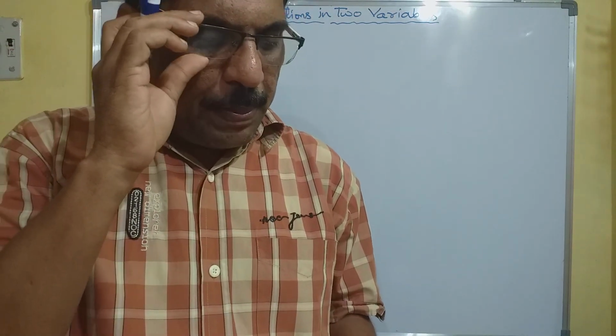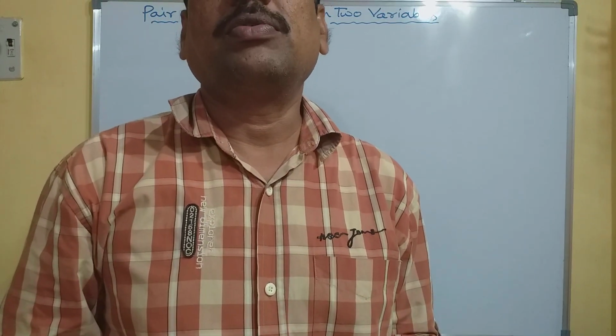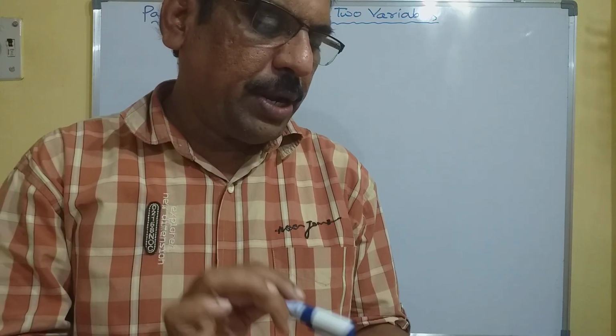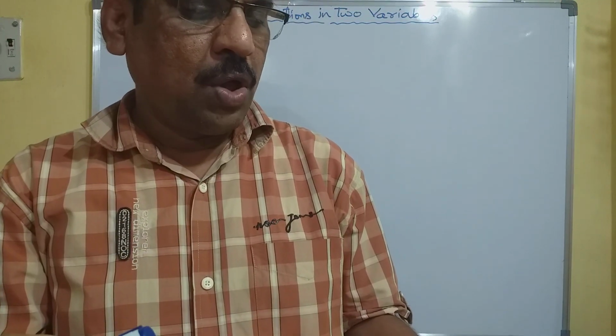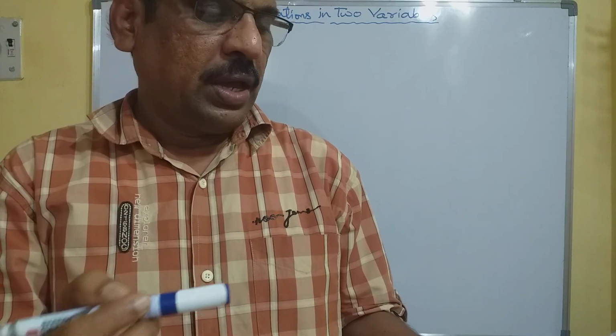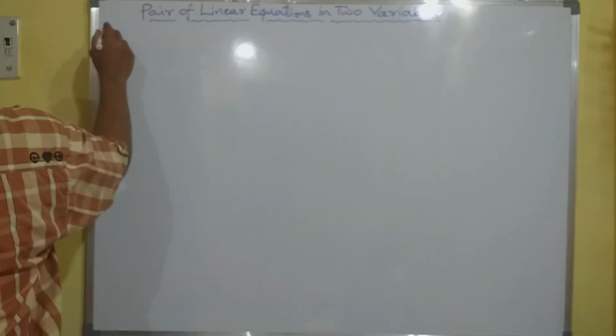Let us continue the problems from exercise 3.2, that is from the chapter Pair of Linear Equations in Two Variables. Okay, now look at the third Roman. On comparing the ratios a1 by a2, b1 by b2 and c1 by c2, find out whether the following pair of linear equations are consistent or inconsistent. Okay, now look at the first problem.